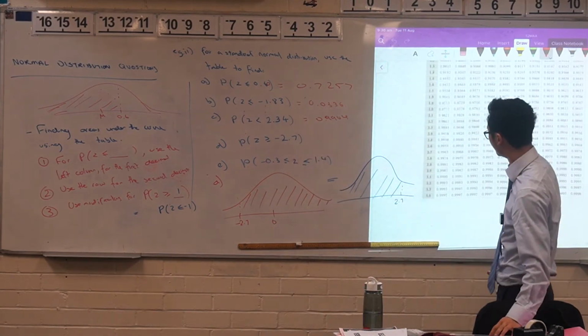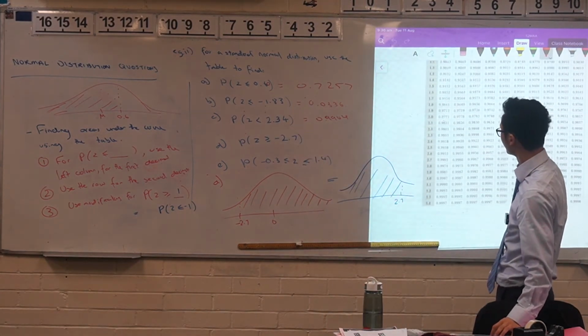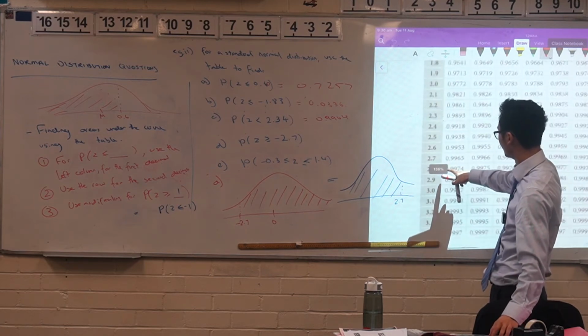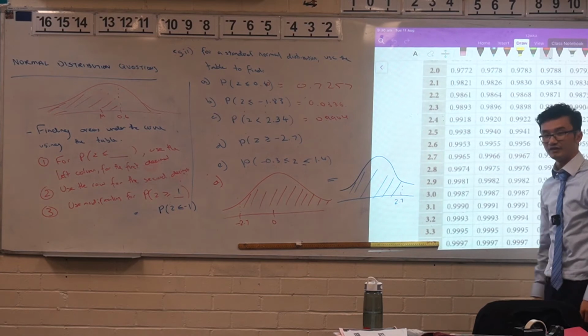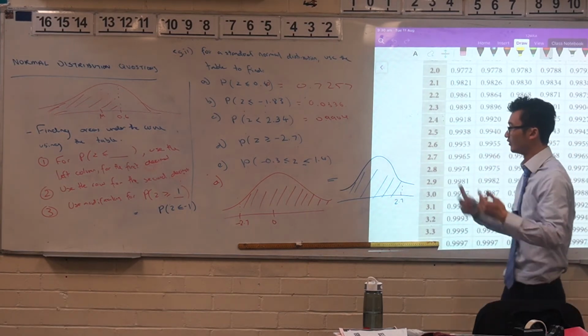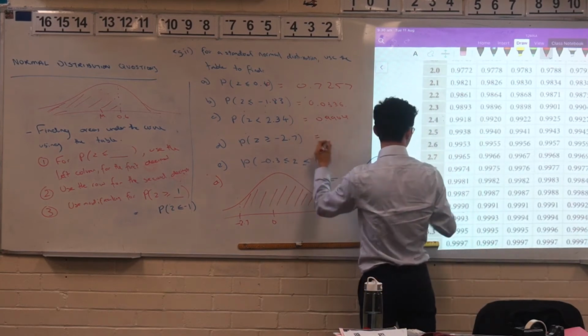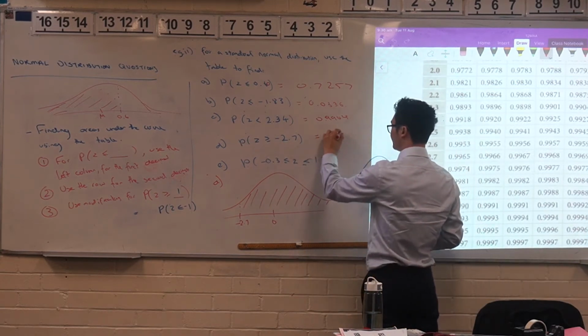So if we go to 2.7, and remember it's only the first decimal, it looks like it's going to be 9965. And just think about it visually as well, these numbers are meant to be pretty big now because you're getting a fair amount of area. So 0.9965. Yep.